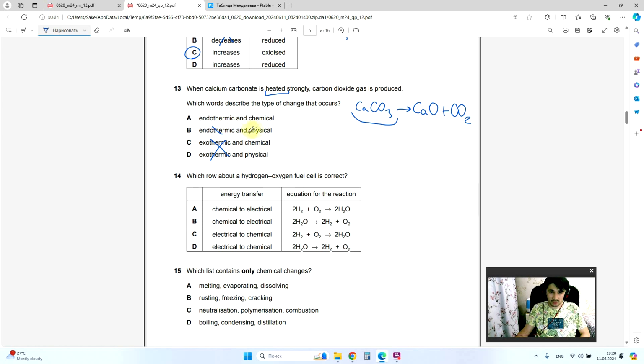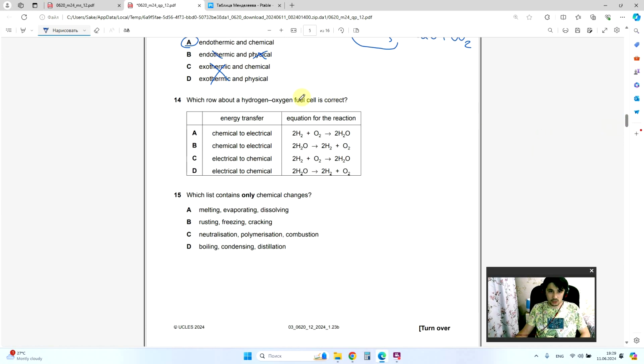So B is not an option. So next question. Which row about hydrogen oxygen fuel cell is correct? Okay, so this topic addresses the electrochemistry topic. So you need to simply memorize what a standard hydrogen oxygen fuel cell is.